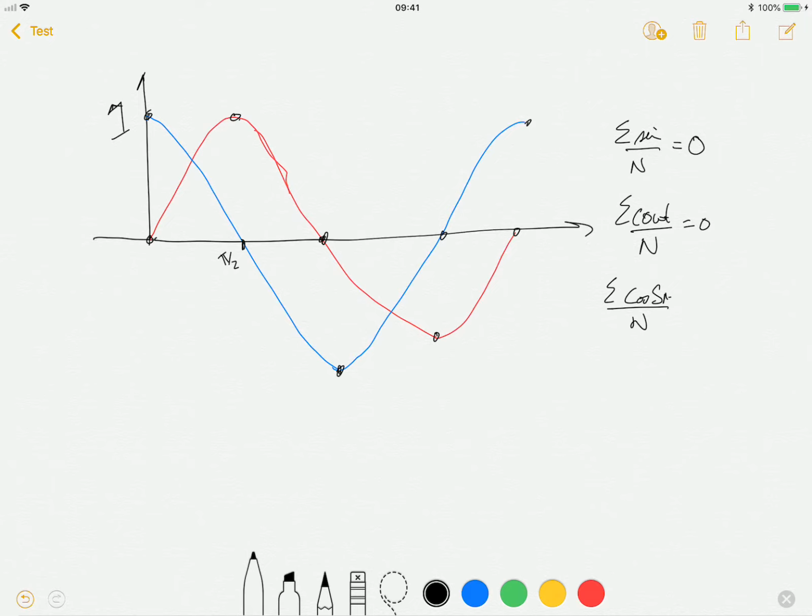Now, what about the term sine squared over n? It turns out that this is equal to cos squared over n. Now I want you to try and think about this and see how you could get the answer of a half. Alright, so we can use this special case to reformulate our matrix into the following.